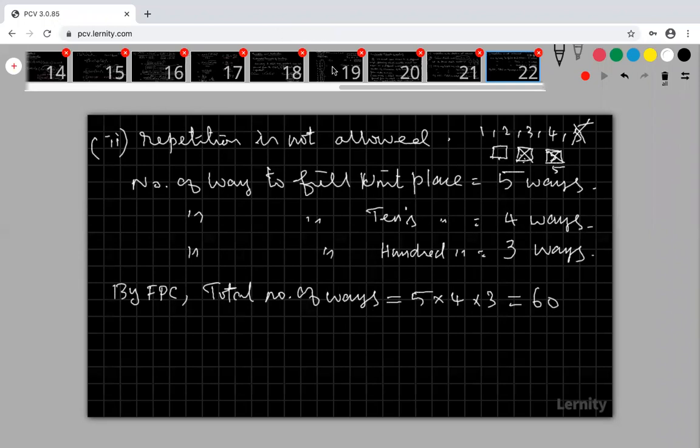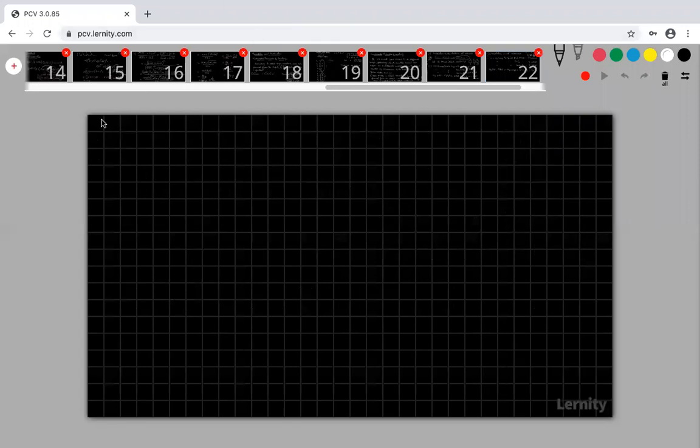Are you okay? Yeah, that is also correct. For this problem, this is correct. But an even number means you have to start from the unit place. For any 3-digit number, starting from the hundreds place is correct. But if the question asks for an even number, then you have to start from the unit place. Okay, right, come to the second problem.